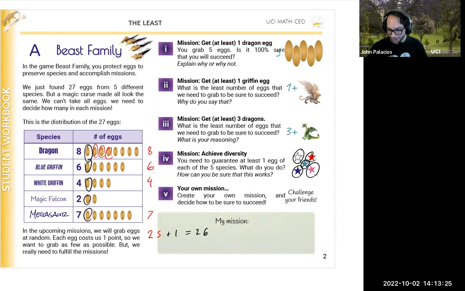Fantastic. This is interesting. You could maybe encourage your students to reason, like maybe you draw blue griffins first. Does that change your answer? Things like that. Okay, and then you can encourage your students to create their own missions. Like, for example, suppose you want to ask them what's the least number of eggs, or maybe they come up with their own games and challenge themselves in their groups to draw at least one dragon egg and one griffin egg. Go. And they can have fun with that.